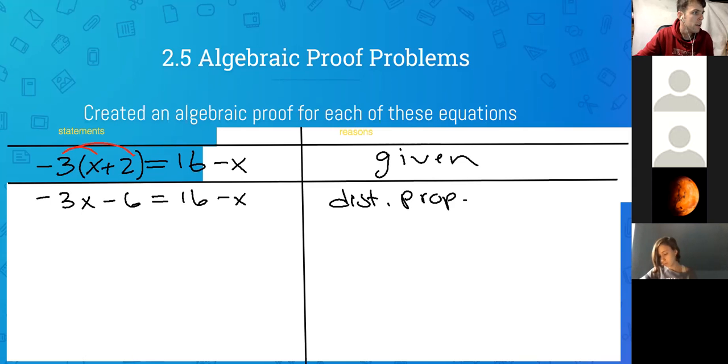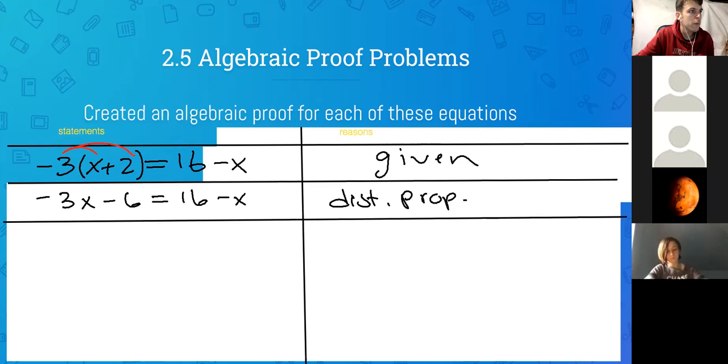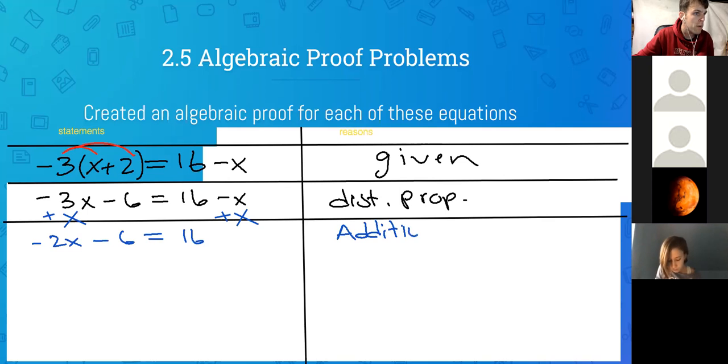All right, then what are we going to do? Here's where we really do have some choices. We could either get all our x's on one side, all of our numbers on one side. We could either put all our x's on the left or the right, numbers on the left. A lot of options here. So I'm just going to put all my x's on the left side. So I'm going to do plus x. I'm going to add x on both sides. So that would become negative 2x minus 6 equals 16. I got there by doing the addition property of equality.